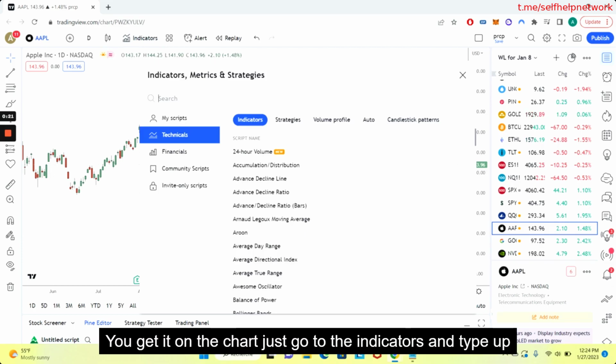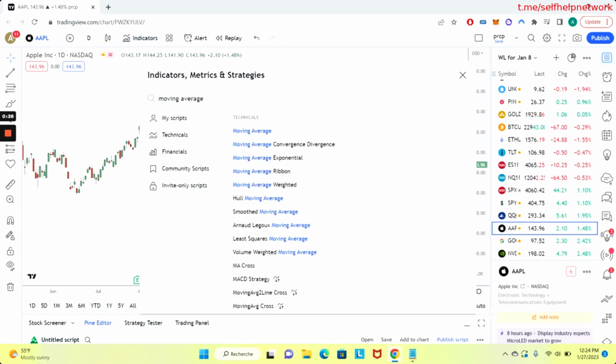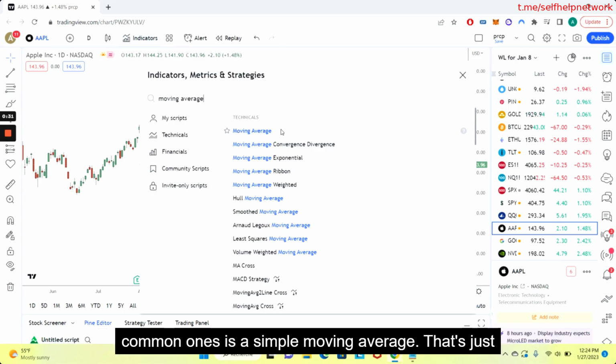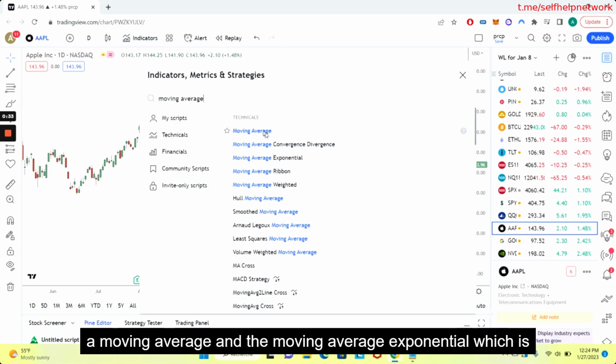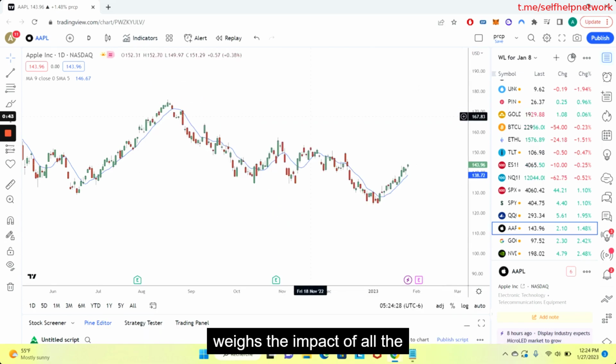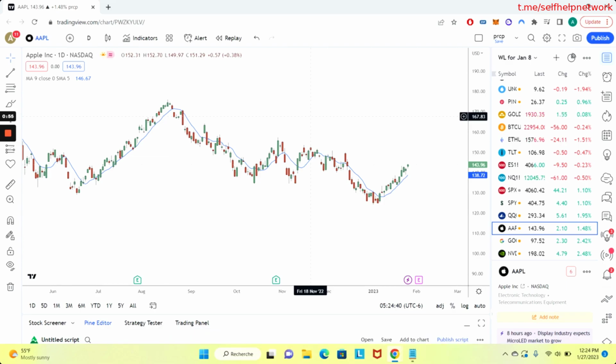To get it on the chart, just go to the indicators and type up moving average. Now you can see there are a bunch of moving averages here. The most common ones are the simple moving average, that's just the moving average, and the moving average exponential, which is called the EMA. The difference between the two is the moving average weighs the impact of all the candles or all the price action equally, while the exponential moving average gives more importance to the recent price action and less to the one before that.